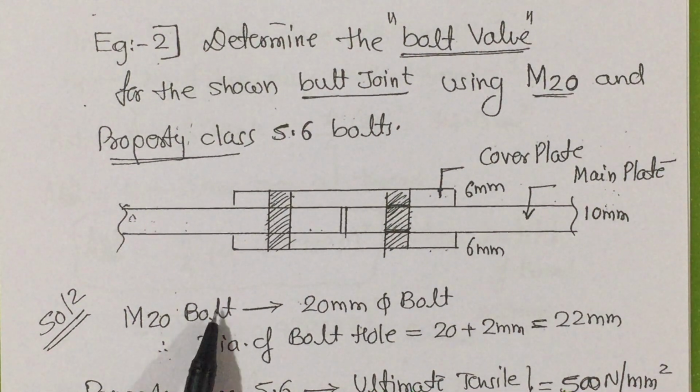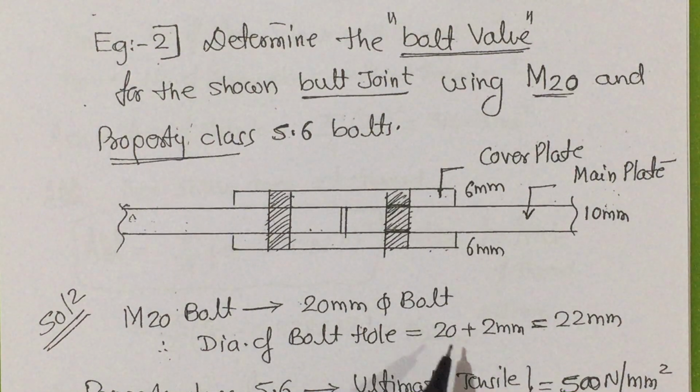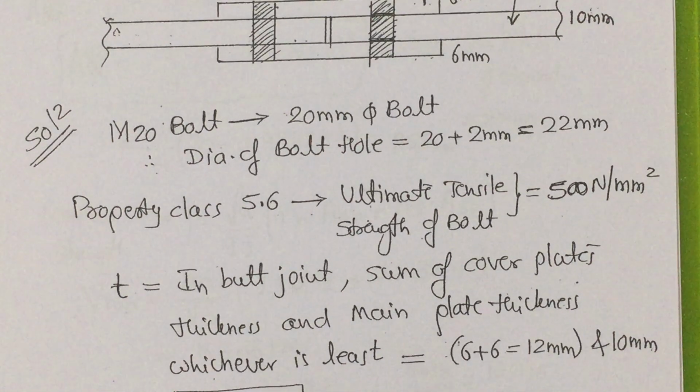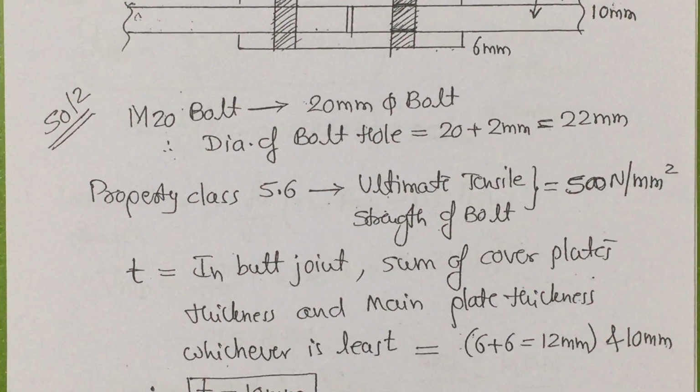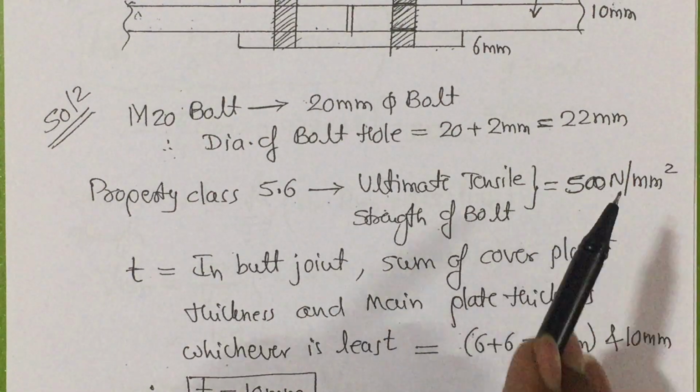Here it is an M20 bolt, that is, diameter D is equal to 20 mm, then D naught is equal to 20 plus 2, that is 22 mm. Then the property class is given as 5.6, that is, Fu is 5 into 100, 500.